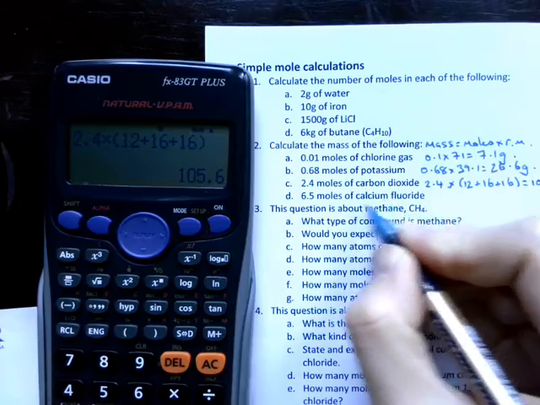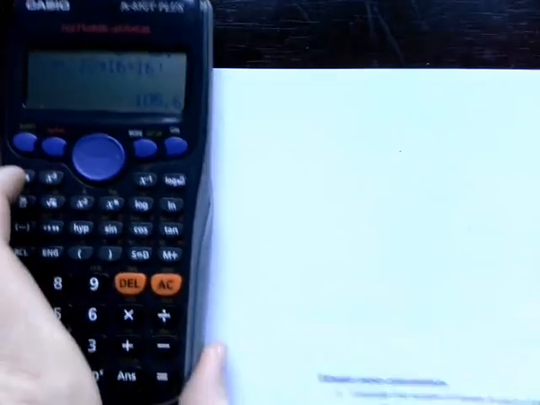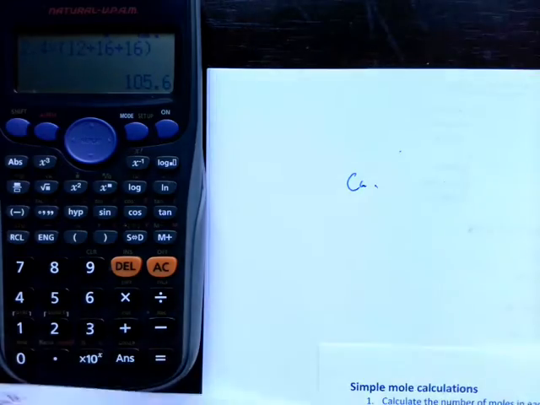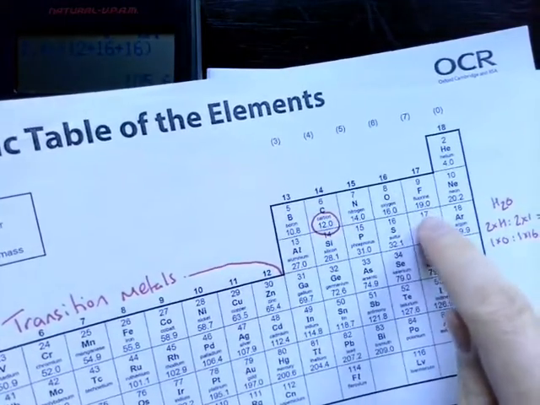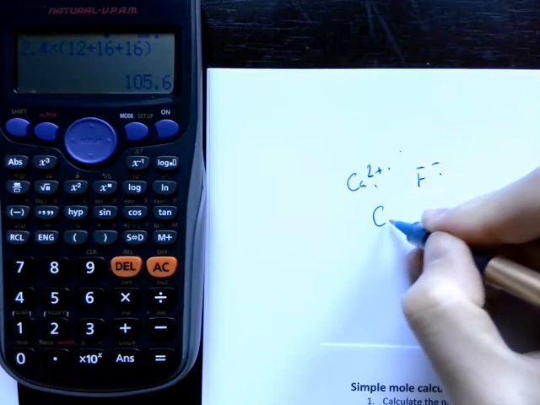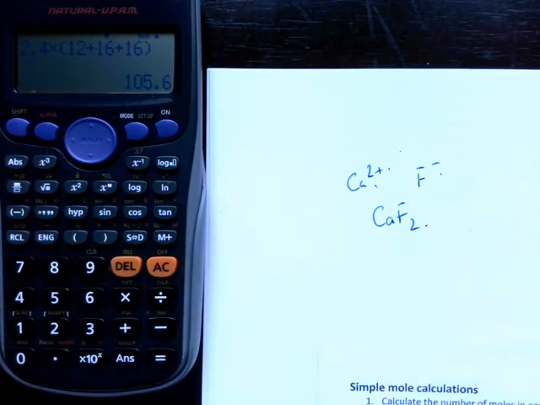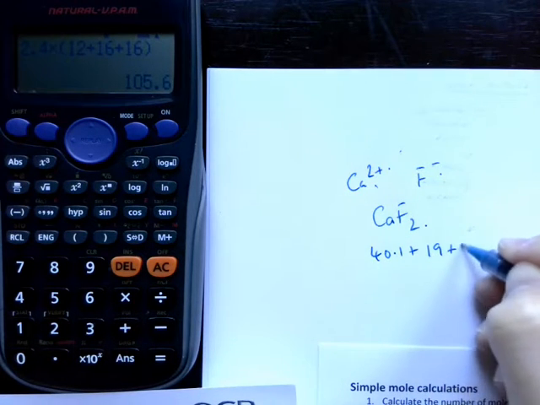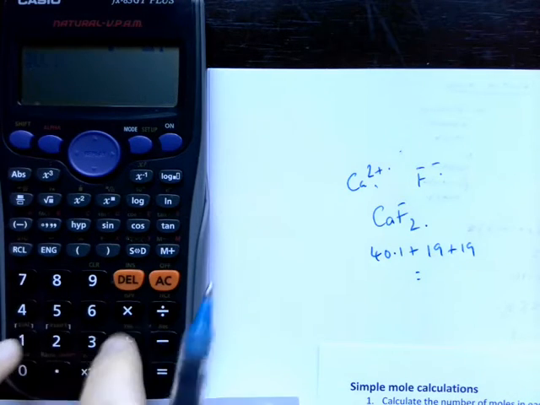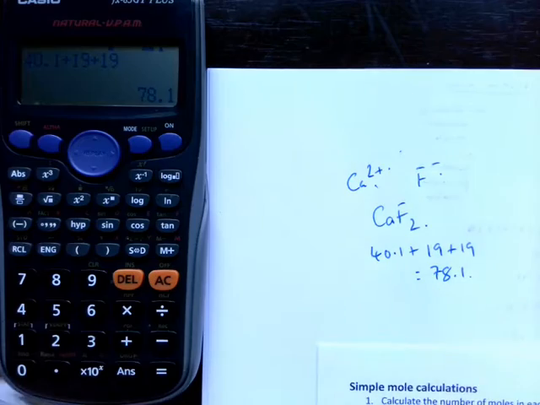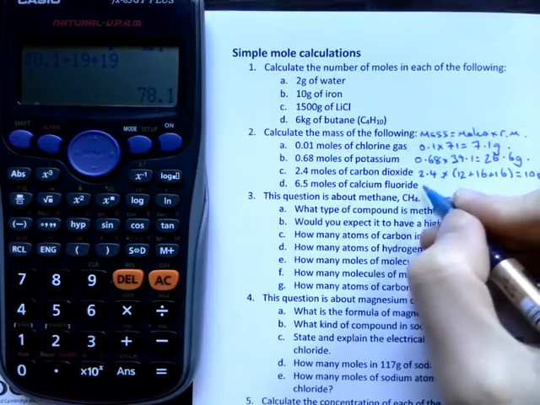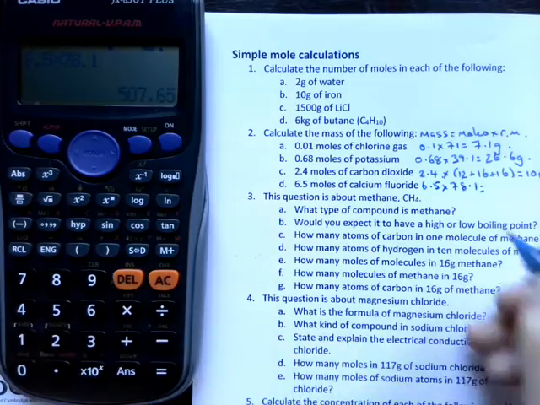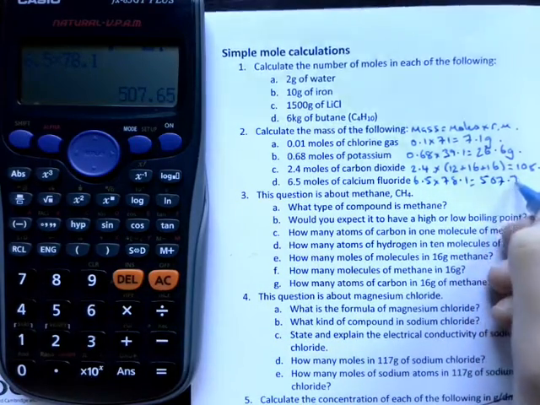And calcium fluoride. All right, so again, we need to be careful here. Calcium fluoride, well, I know that calcium is in group 2, so it's going to be Ca2+. Fluorine is in group 7, so it's F-. So the formula for calcium fluoride is CaF2. All right, so if I work out the mass of that, well, calcium is 40.1 plus fluorine is 19, but there's two of them. So 40.1 plus 19 gives me 78.1. So if I come back here, I'm going to do 6.5 times 78.1 gives me 507.7 grams.